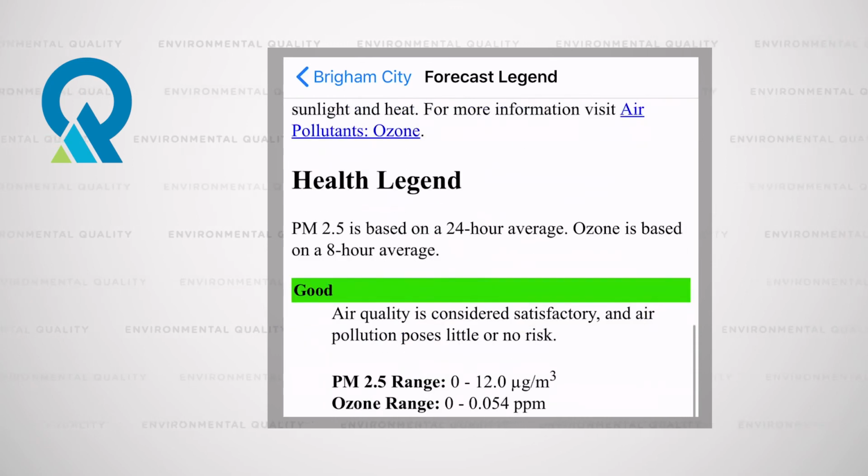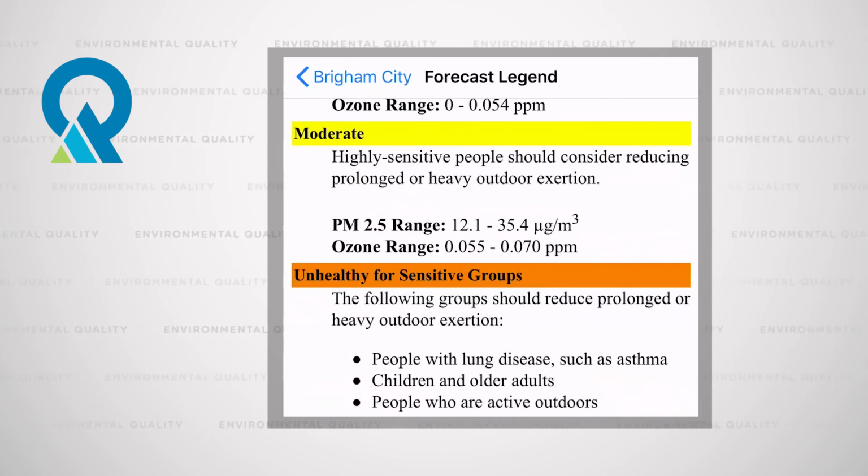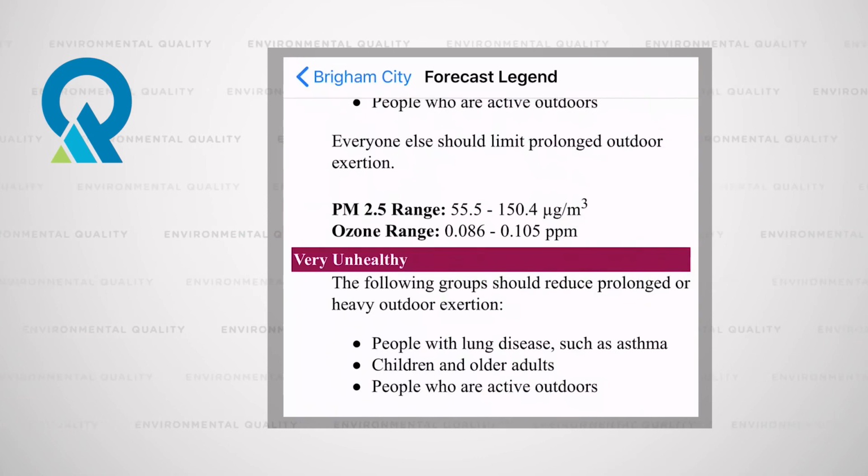And there's the health legend for what the different colors mean. Green generally means good, then yellow is moderate, orange is unhealthy for sensitive groups, and then red is unhealthy for pretty much everybody, and then it gets worse from there. So that's what that is.